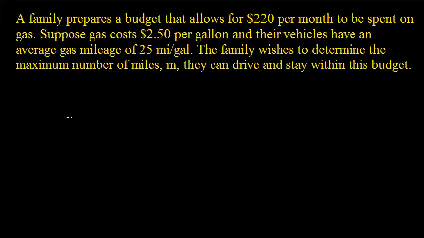Family prepares a budget that allows for $220 per month to be spent on gas. Suppose gas costs $2.50 per gallon and their vehicles have an average gas mileage of 25 miles per gallon. The family wishes to determine the maximum number of miles, m, they can drive and stay within this budget. So we look through here. They refer to their budget and they tell us what that budget is. They talk about the cost of gas and tell us what that is, as well as the average gas mileage. They tell us what that is. The only thing we don't know is the maximum number of miles, m.